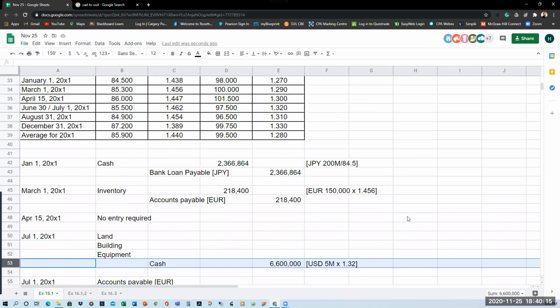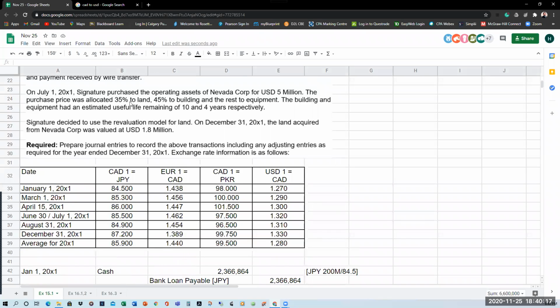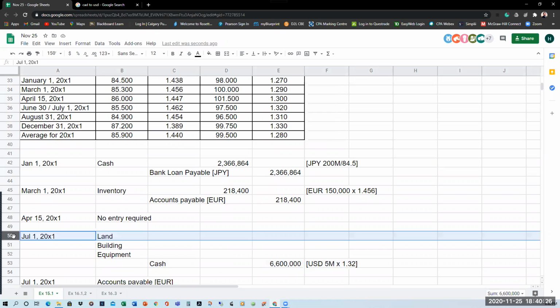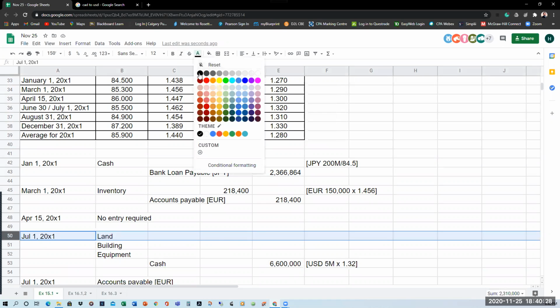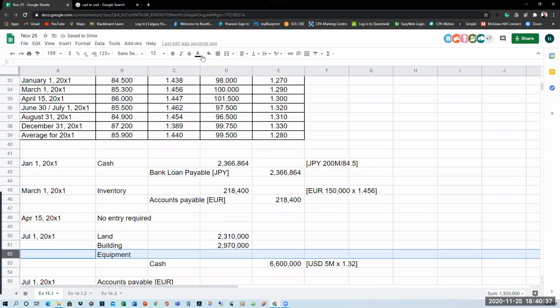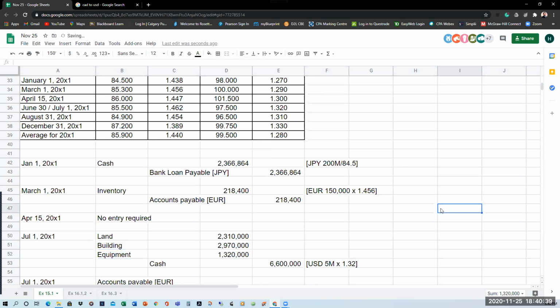This amount was allocated 35% to the land, 45% to the building, and the remainder to the equipment. So of the 6.6 million, you calculate 35%, and that's the amount to debit to the land. Calculate 45%, and that's the amount to allocate to the building, and the rest will go to the equipment.